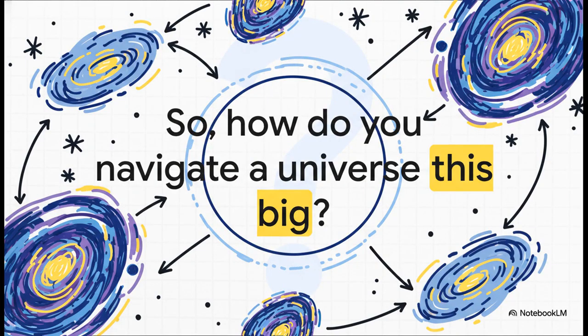So what's the secret? Well, you don't navigate it by trying to memorize every single star in the sky. That's just not going to work. The key isn't brute force memorization. It's about having a map, a mental model that turns all that chaos into a clear, easy-to-navigate landscape.